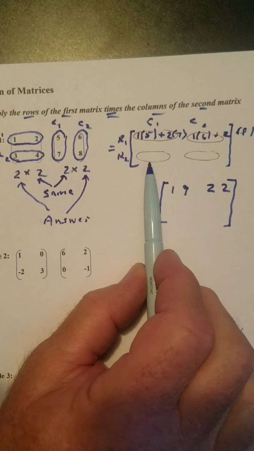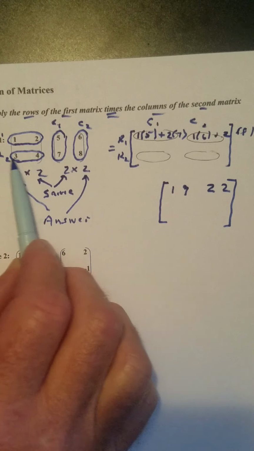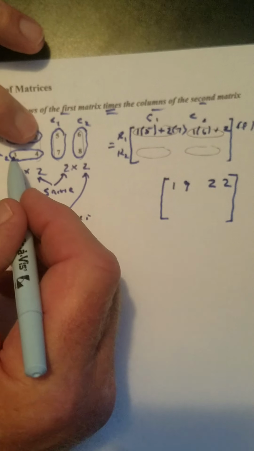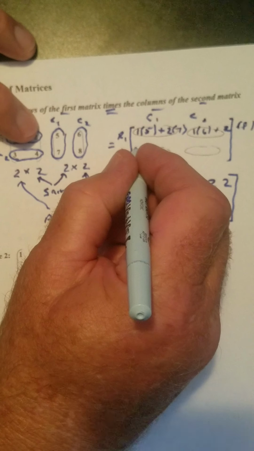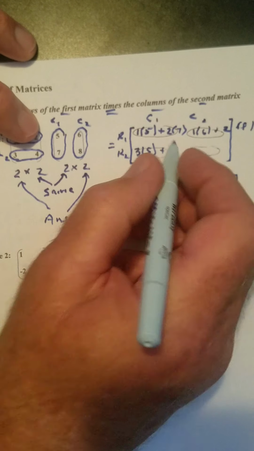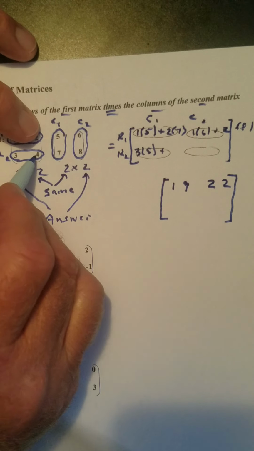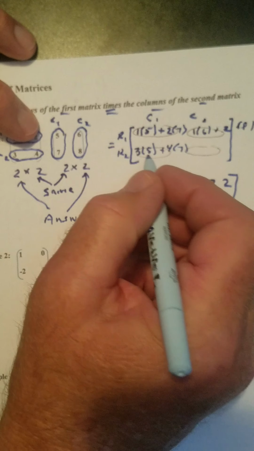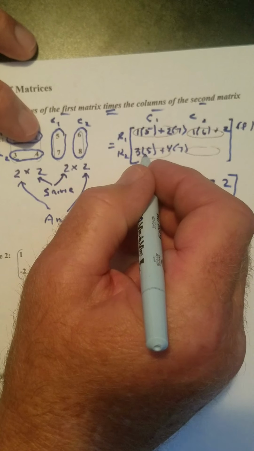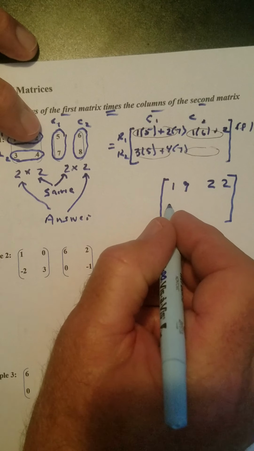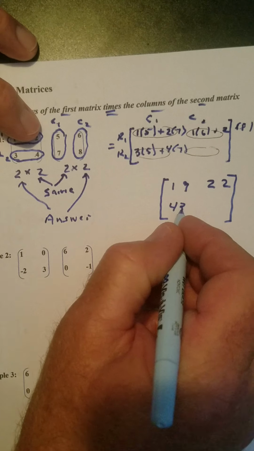Go down here. This is row 2. So row 2, column 1. So I'm taking 3 times 5 plus 4 times 7. 3 times 5 is 15. 4 times 7 is 28. 15 plus 28 is 43.